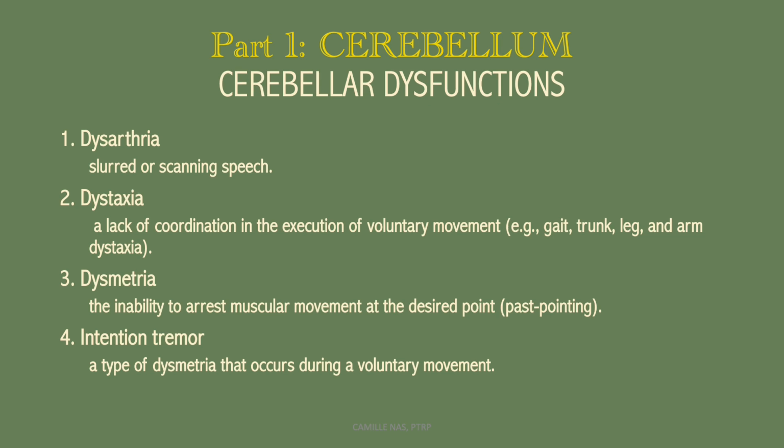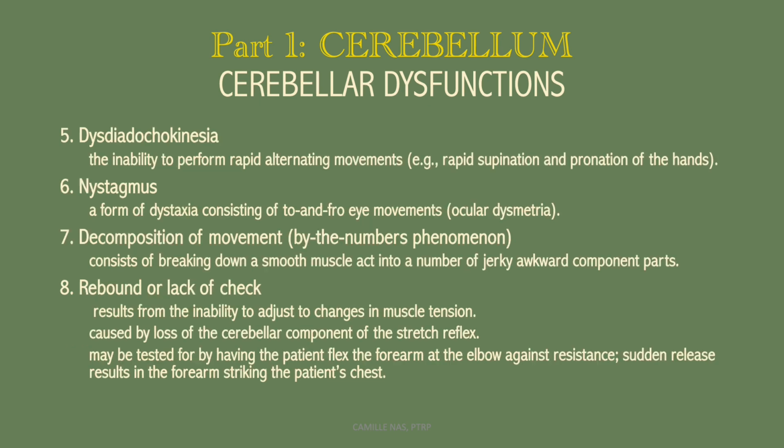Then you have your intention tremor, which is a type of dysmetria that occurs during a voluntary movement. Next, we have dysdiadochokinesia, the inability to perform rapid alternating movements. So an example is rapid supination and pronation of the forearm. You have your nystagmus, a form of dystaxia consisting of to and fro eye movement, so there is oscillation in the eyes.